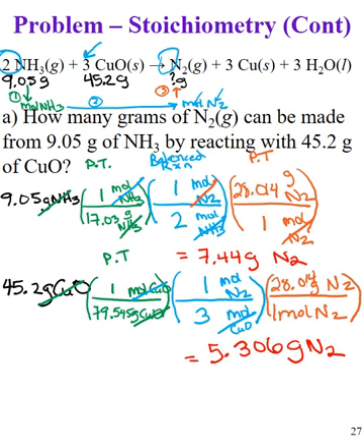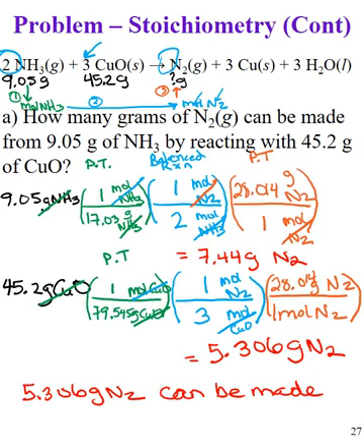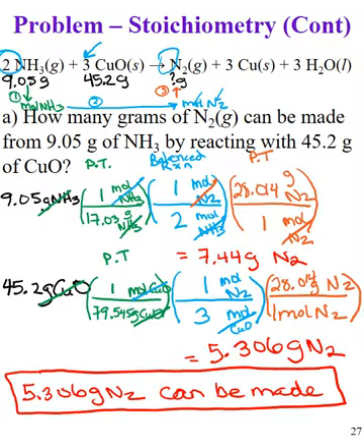Now the question is asking how many grams of N2 can be made. So how many grams can we actually make? We can actually only make 5.306. The reason why is because we always pick the smaller amount. The copper 2 oxide limits us to how much we can actually make.